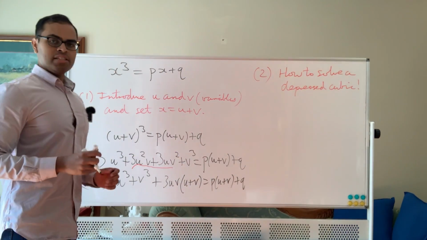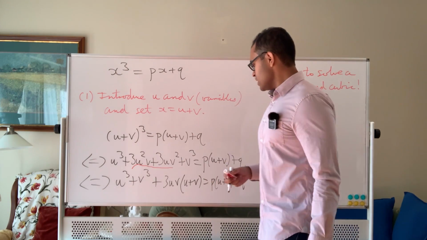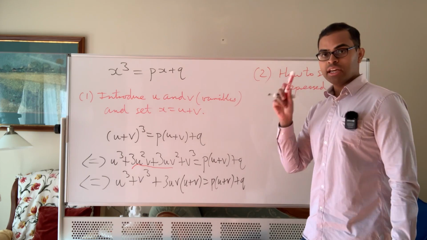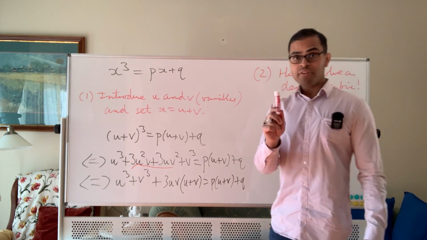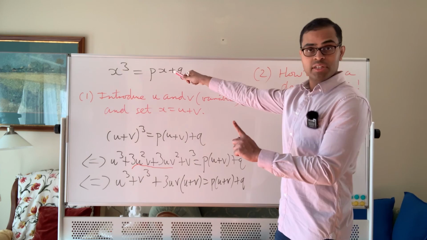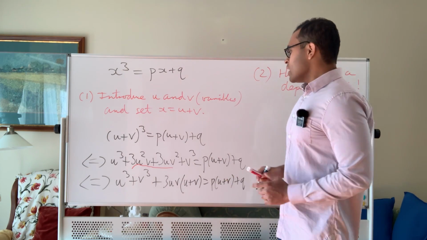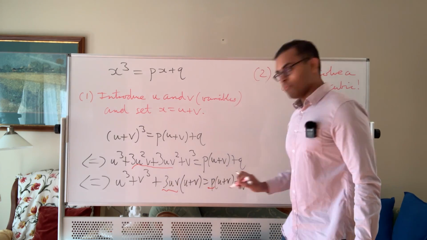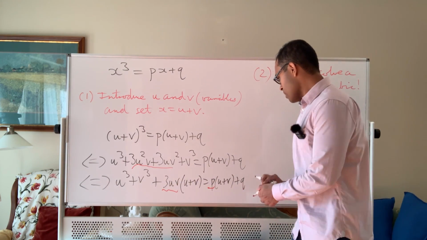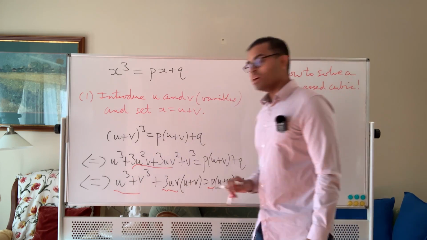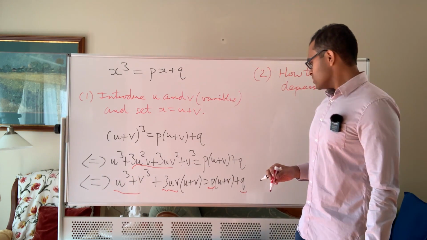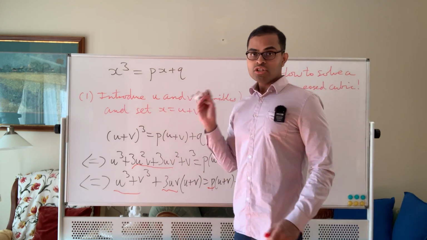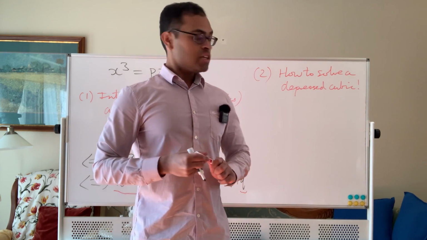Here's what Cardano's method is. Instead of solving this equation directly, we observe the following. p and q are the coefficients of the original equation, so they are fixed in the problem. If we can find u and v so that 3uv matches up with p, and u cubed plus v cubed matches up with q, then we'll have a solution, because this equation will be satisfied. So now we just want to solve for u and v in a different system of equations.